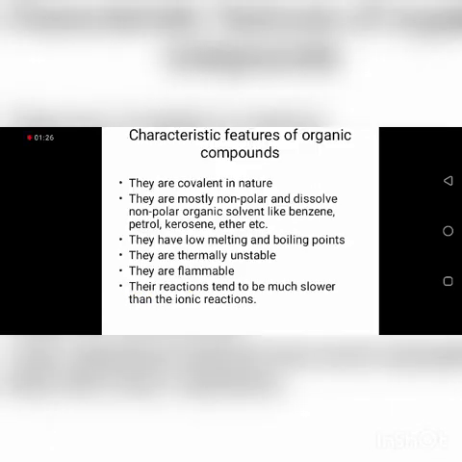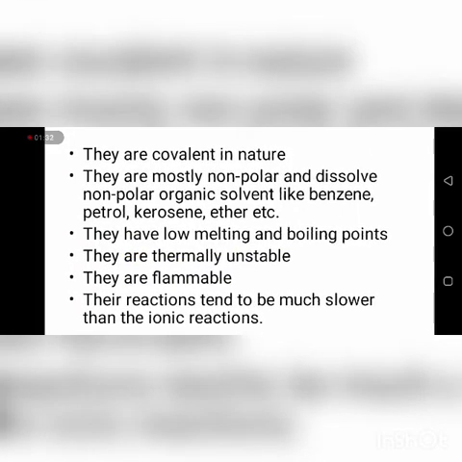After that, what are the characteristics of organic compounds? Organic compounds in nature are covalent. What is covalent? Covalent compounds are molecules that involve the sharing of an electron pair. So organic compounds are essentially covalent, and they have the characteristics or attributes of covalent compounds. They are mostly non-polar and dissolve in non-polar organic solvents.